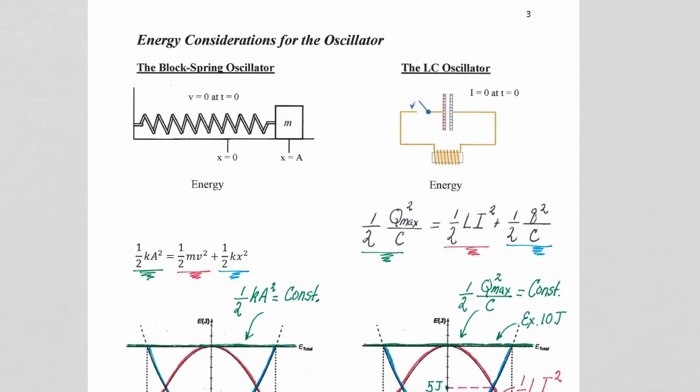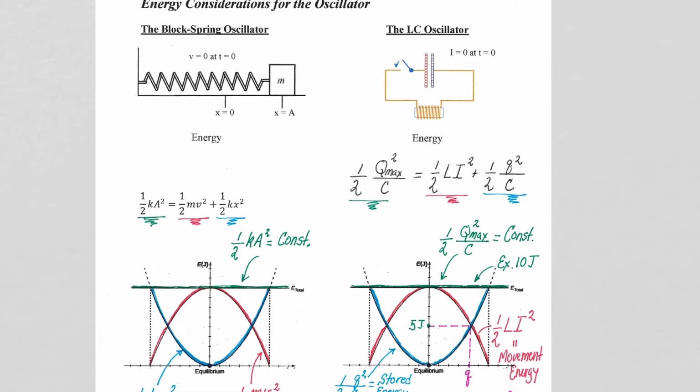On this page, we're going to look at the energy considerations for the LC oscillator, and we're going to now go back to our block oscillator as a comparison vehicle. If you remember from the block oscillator, when we pulled the system to the right here to start the motion, that would be where we had our maximum stored energy. So I'm going to use 10 joules in a moment on the other side, so let's just put 10 joules in here. So let's say we start with 10 joules.